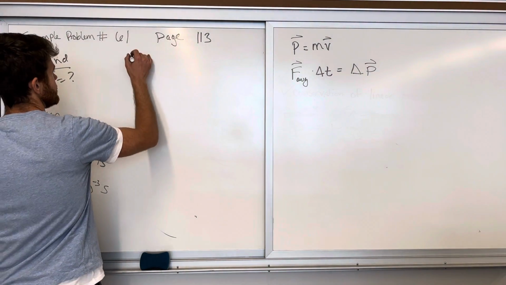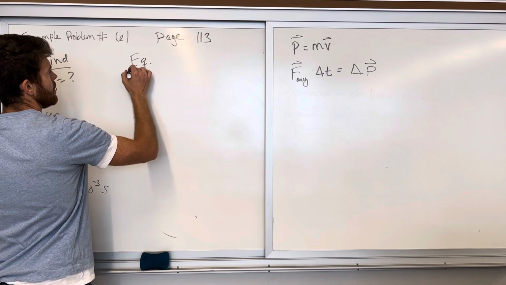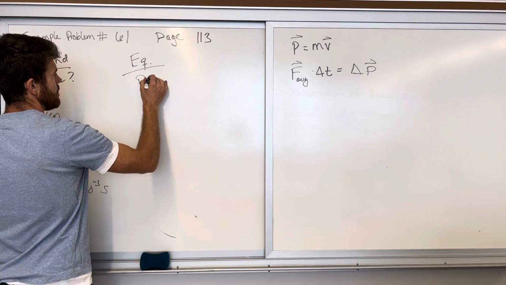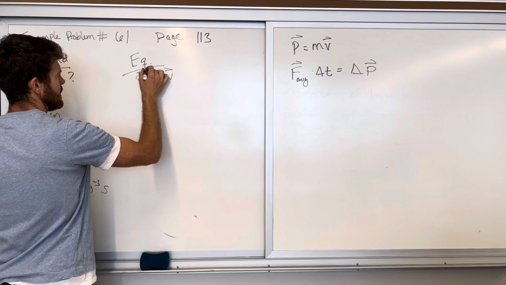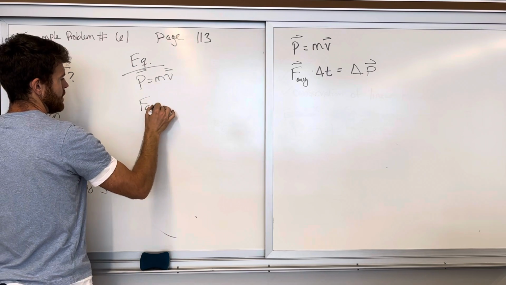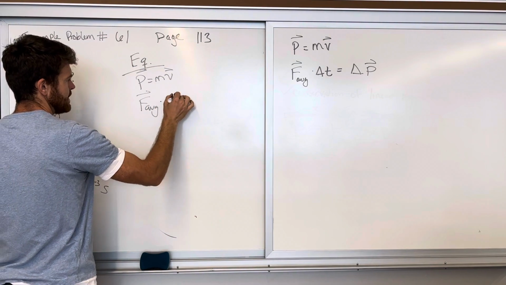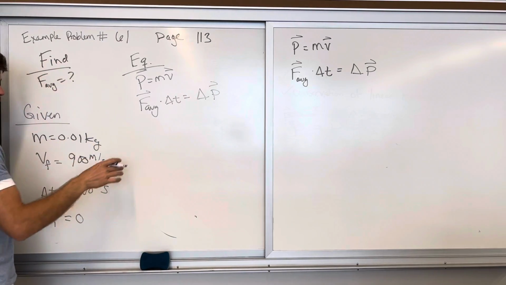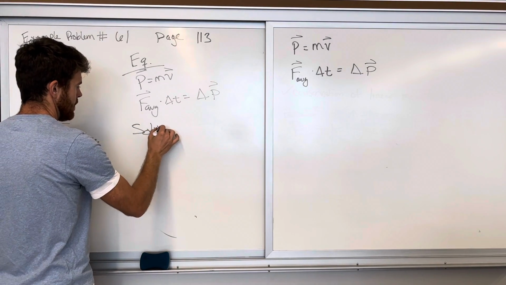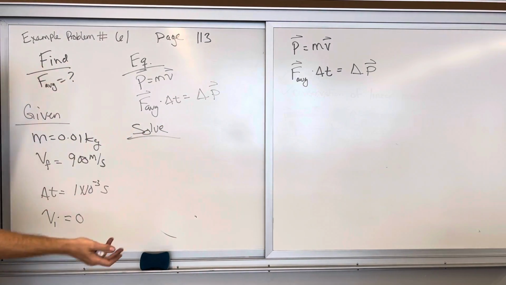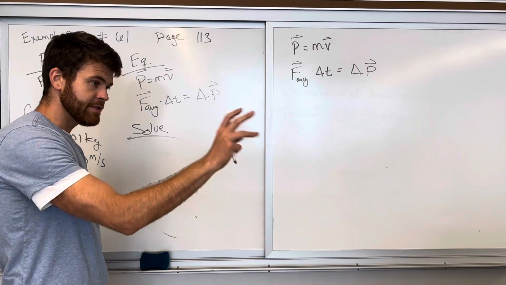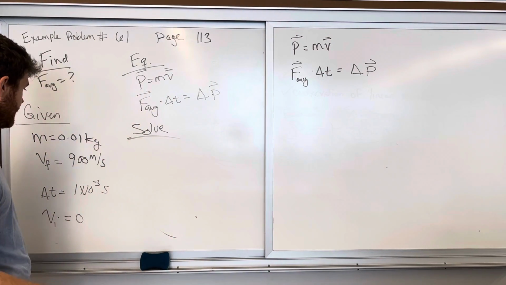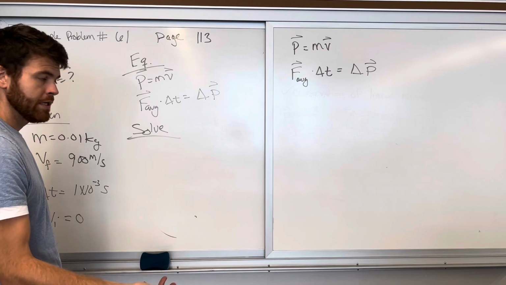Relevant equations. Well, momentum equals mass times velocity, and impulse, average force times delta t, is equal to the change in momentum. So now we're going to solve. This bullet experiences a change in momentum. It goes from rest to moving at 900 meters per second. So it has a change in momentum.